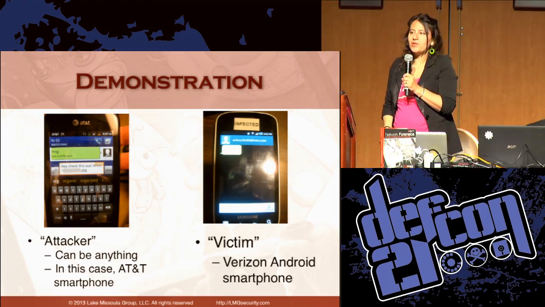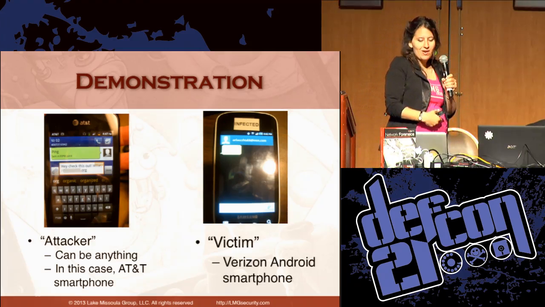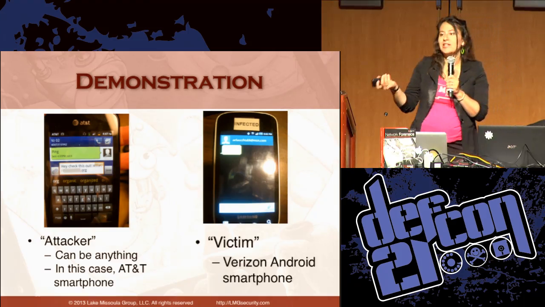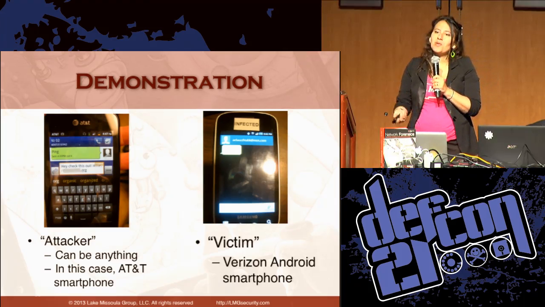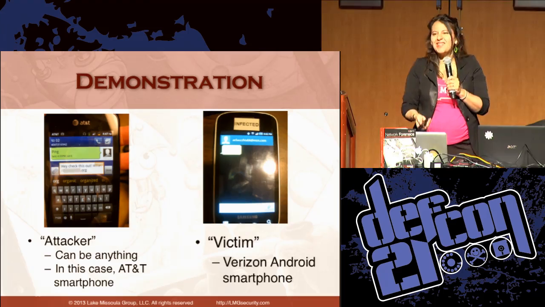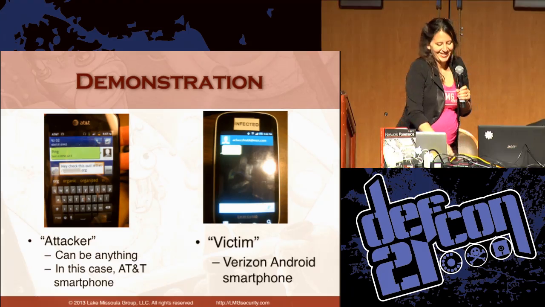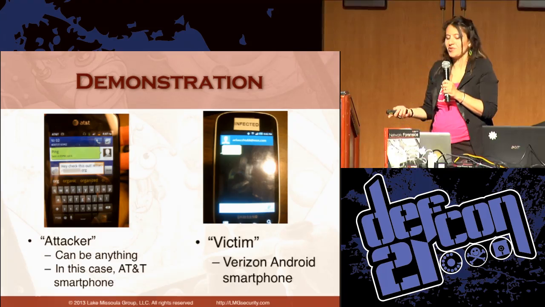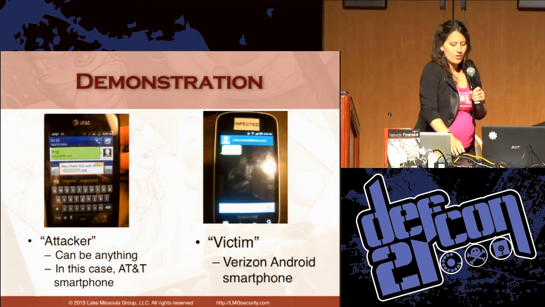So now we're going to do a little demonstration. In our lab, I was the attacker. And the attacker can be any phone. In this case, it was just an AT&T smartphone that we used to differentiate from our Verizon phone. And with the AT&T smartphone, we sent a nasty text message. And David was the victim. Aw, sad day. So the victim, of course, was a Verizon Android smartphone because we wanted it to be infected. So now let's switch over to our box.